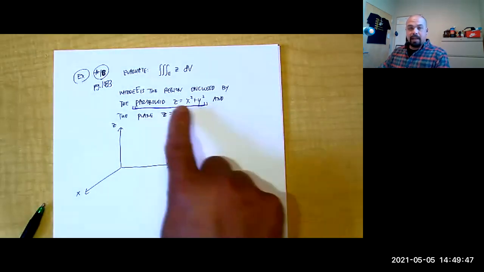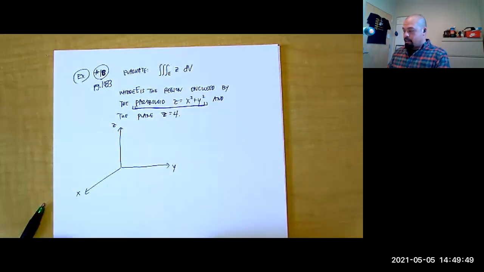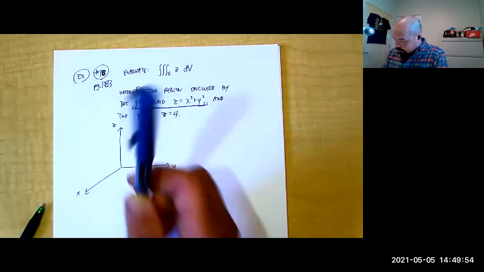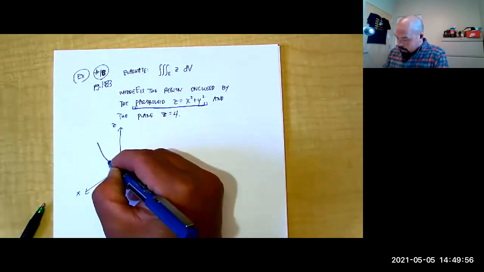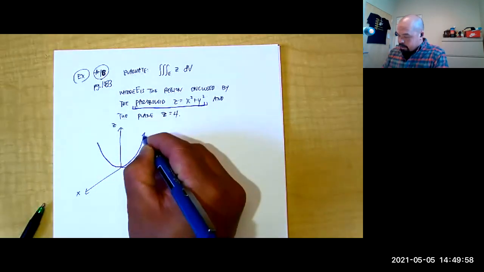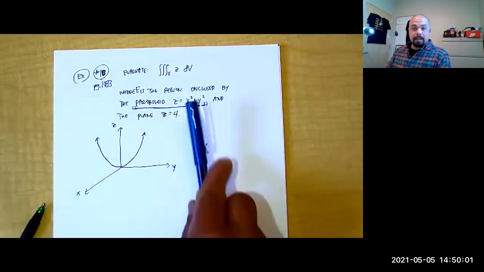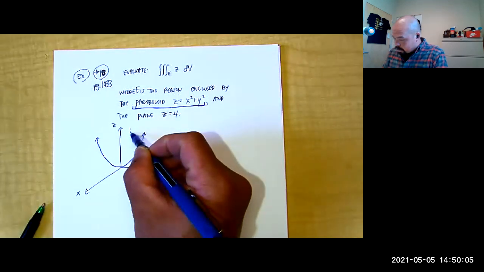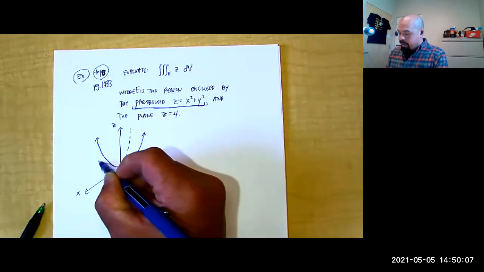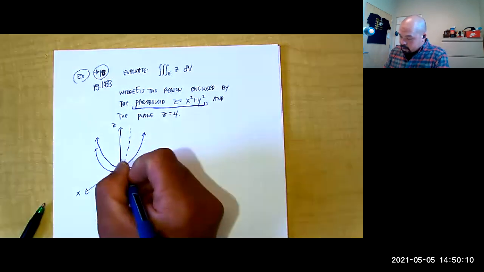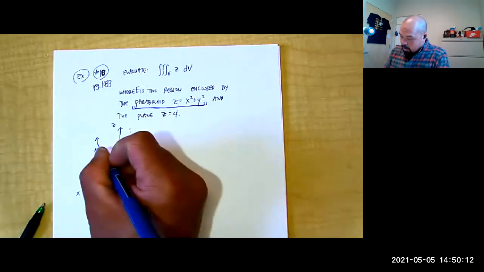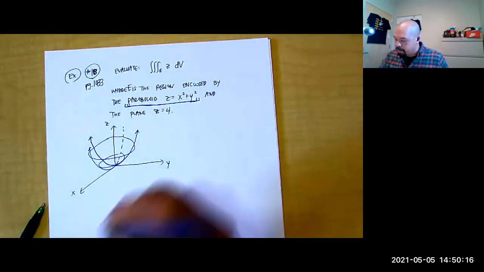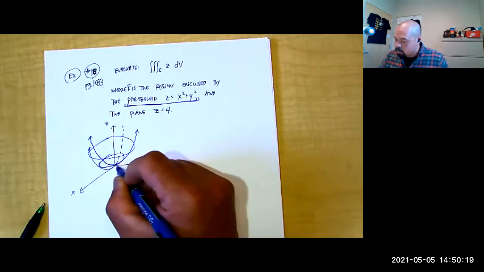So if we start to think about those traces, if x is 0, z is equal to y squared. So we get a parabola open upward, right? All positives there in that direction. If y is 0, z equals x squared. So we get a parabola opening in this direction, right? So far we're going to have this paraboloid. And again, it's not a great picture here, but bear with me.